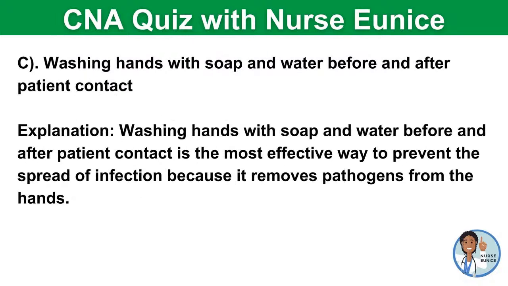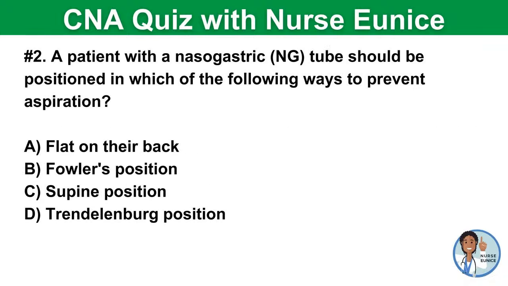But yes, everybody, you're correct. C is the right response. Washing your hands with soap and water before and after patient contact is the most effective way to prevent the spread of infection. Number two, a patient with a nasogastric tube should be positioned in which of the following ways to prevent aspiration? A, flat on their back, B, Fowler's position, C, supine position, or D, Trendelenburg position.